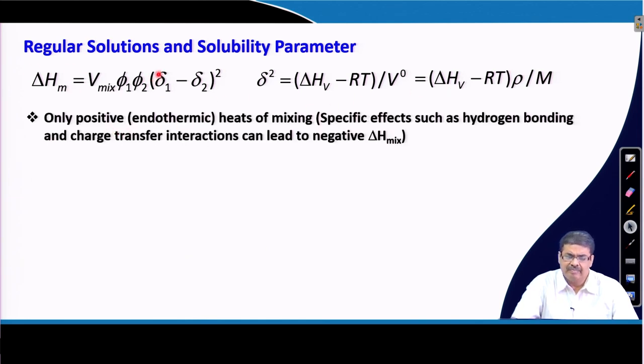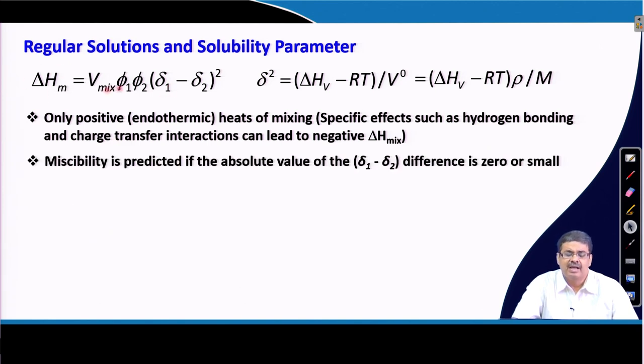Now, because this is a square term, delta 1 minus delta 2, this only allows the value of delta H mixing to be either 0 or a positive number. But in some specific cases where there is strong hydrogen bonding between the solvent and the solute, in this case polymer, or a charge transfer interaction between the solute and the solvent, that can lead to negative enthalpy of mixing, which is not captured by the expression proposed by Hildebrand.